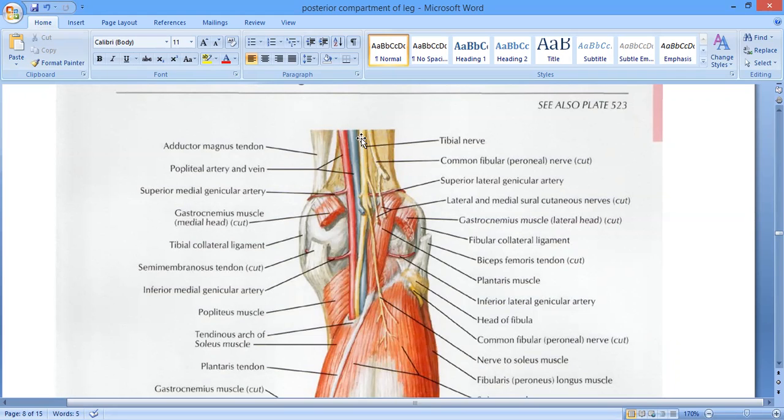Okay? You can see it passes straight. You see, the common peroneal nerve turns laterally along the medial border of the biceps femoris muscle, okay? Whereas the tibial nerve is passing straight in the middle of the fossa, right?